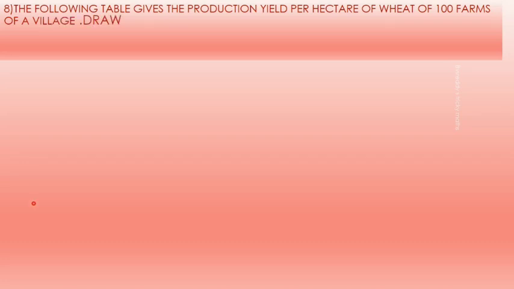The first one is: the following table gives the production yield per hectare of wheat of 100 farms of a village. Draw a more than type ogive. So we draw here the more than type ogive curve on graph paper.